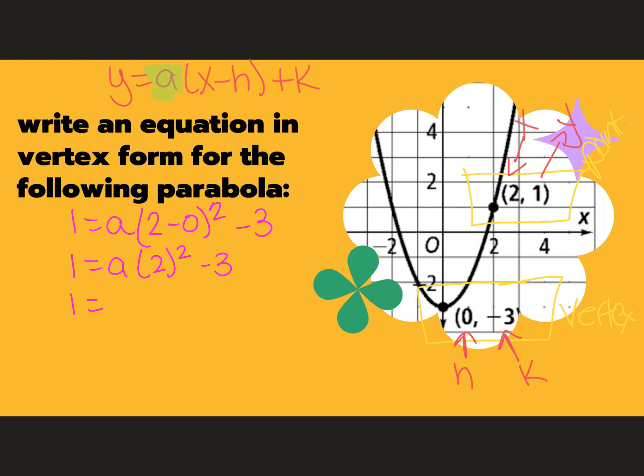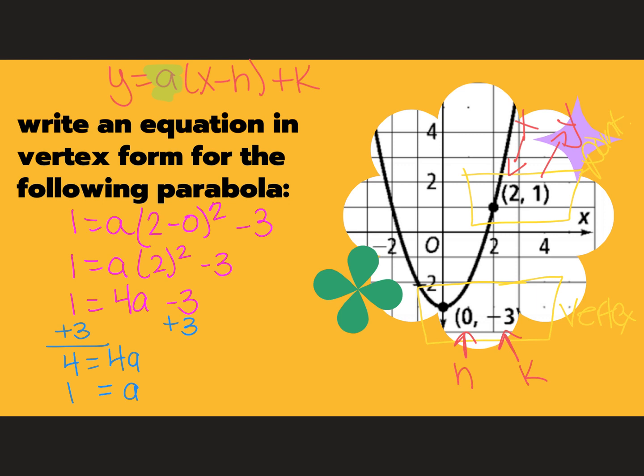So this 2 squared is 4. I have 4a minus 3. Now I'm going to add my 3 to both sides. So I have 4 equals 4a, and my a value equals 1. So I now know my a value.